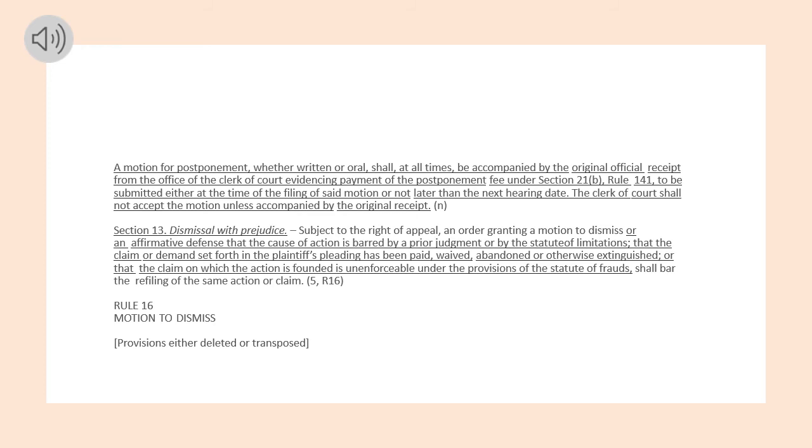Section 13. Dismissal with prejudice. Subject to the right of appeal, an order granting a motion to dismiss or an affirmative defense that the cause of action is barred by a prior judgment or by the statute of limitations, that the claim or demand set forth in the plaintiff's pleading has been paid, waived, abandoned, or otherwise extinguished, or that the claim on which the action is founded is unenforceable under the provisions of the statute of frauds, shall bar the refiling of the same action or claim. Rule 16. Motion to dismiss. Provisions either deleted or transposed.